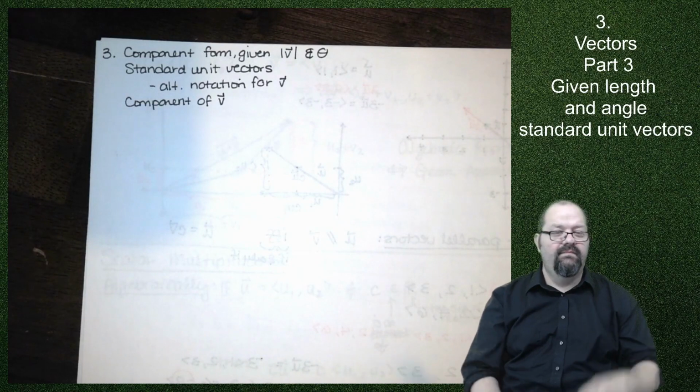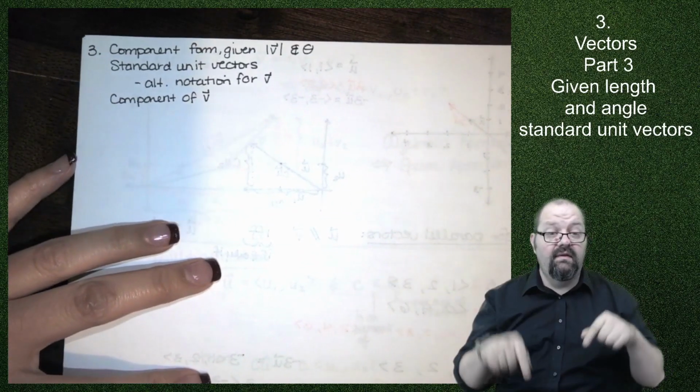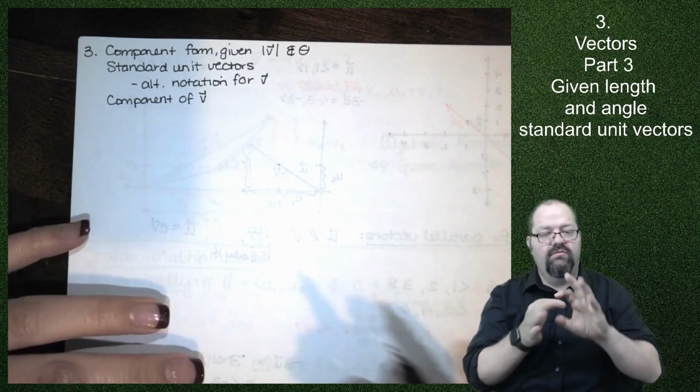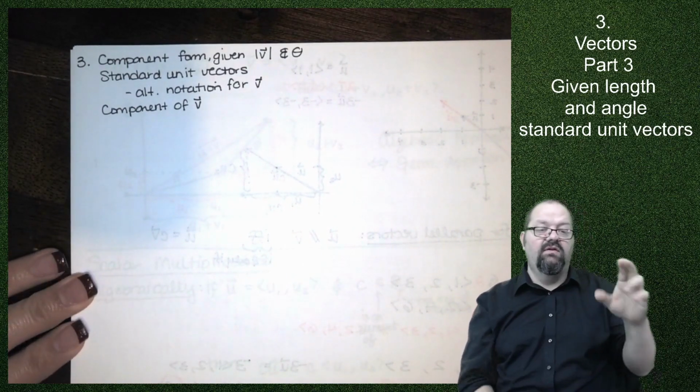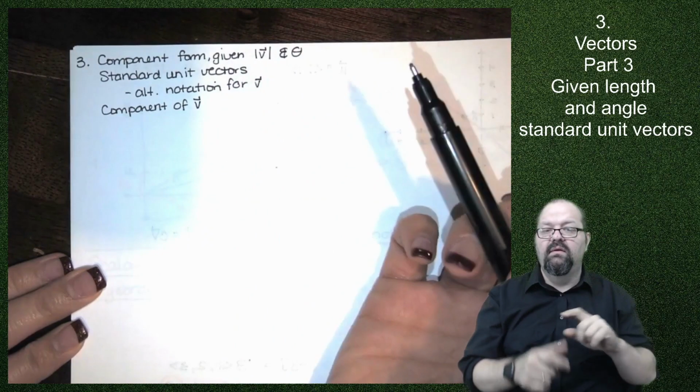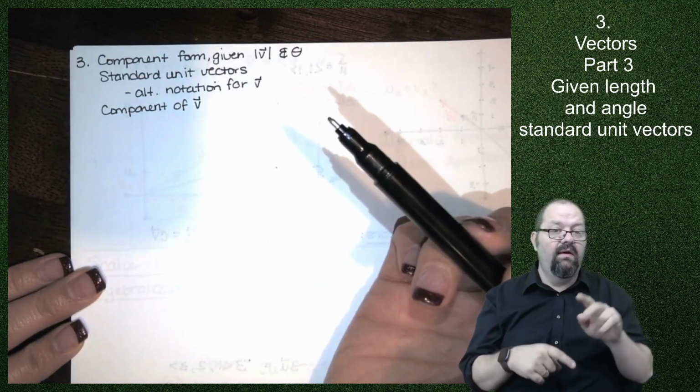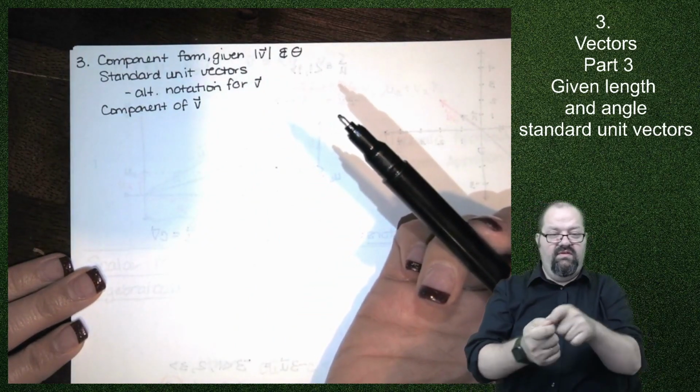Hey guys, welcome back. This is the third video about vectors. We're still looking at vectors in the plane. We're going to talk about finding component form of a vector given the length of the vector and the angle that that vector makes with the positive x-axis.